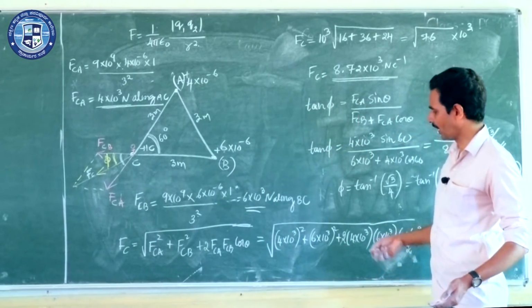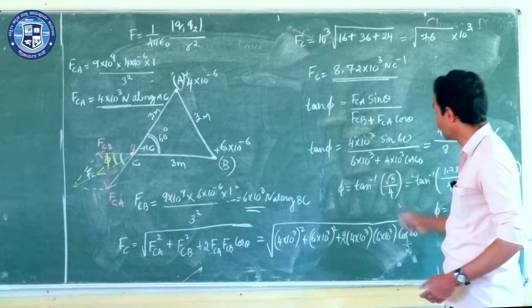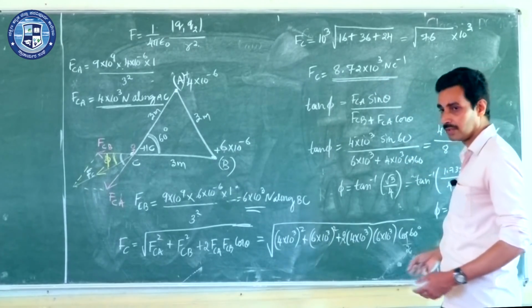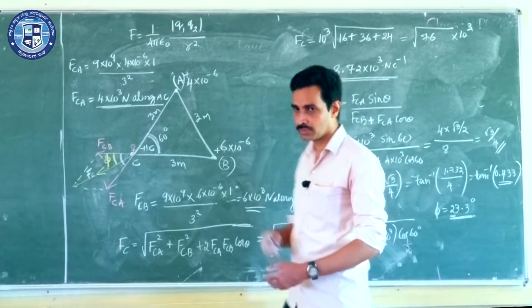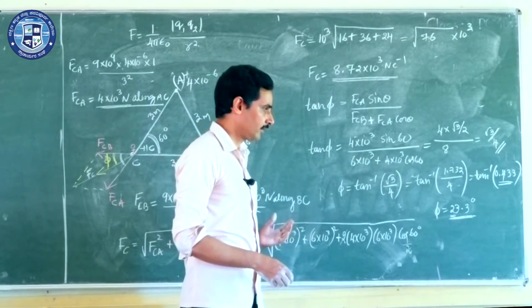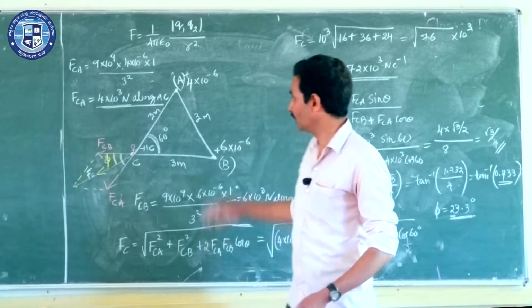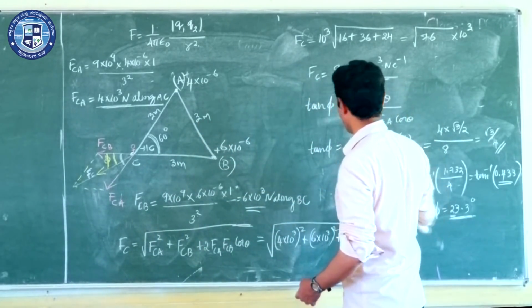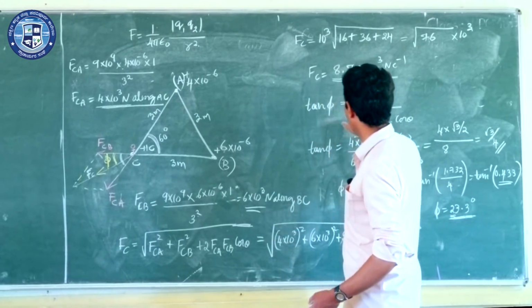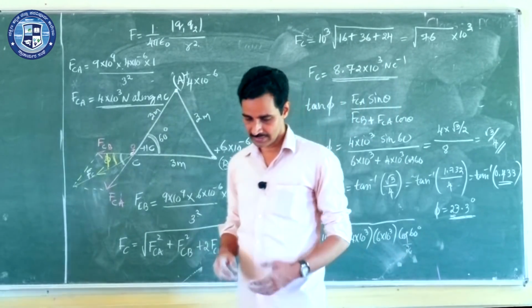Sometimes you may be asked to find out only the magnitude, and sometimes you may be asked to find out the direction also. Then you will have to go for some complicated problems. This is not a very simple problem, but still you will need knowledge of previous formulas, root of a square plus b square, as well as finding the angle of the resultant.